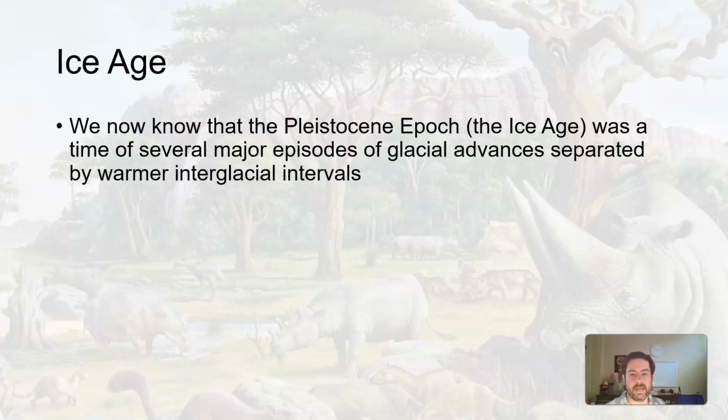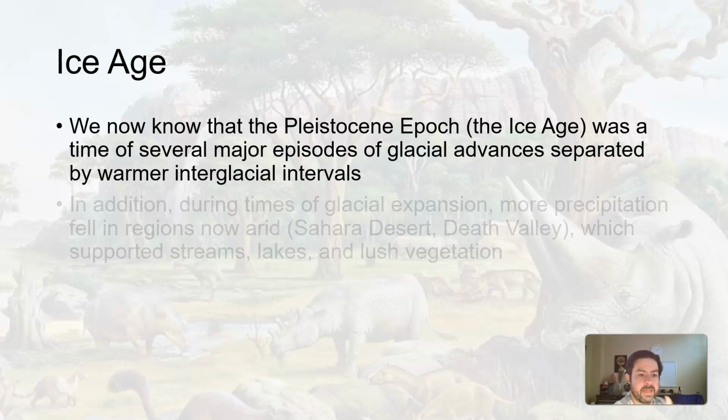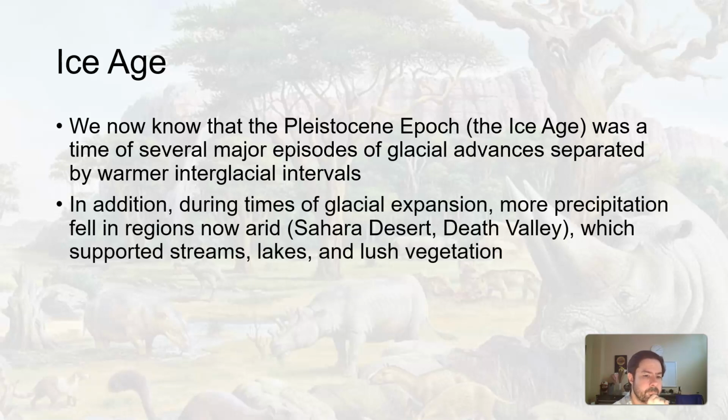We now know that the Pleistocene Epoch, which we kind of conveniently referred to as the Ice Age, was a time of several major episodes of glacial advances and retreats. So there were a few of these back and forth with glaciers. In addition, during times of glacial expansion, more precipitation fell in regions that are now dry, like the Sahara Desert or Death Valley, which supported streams, lakes, lush vegetation.